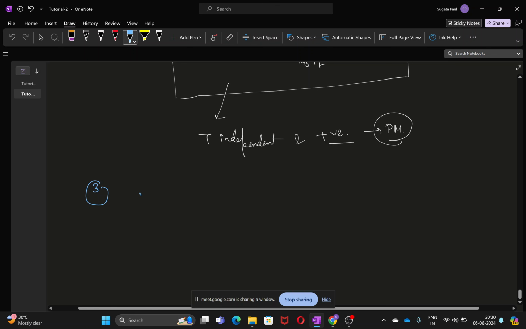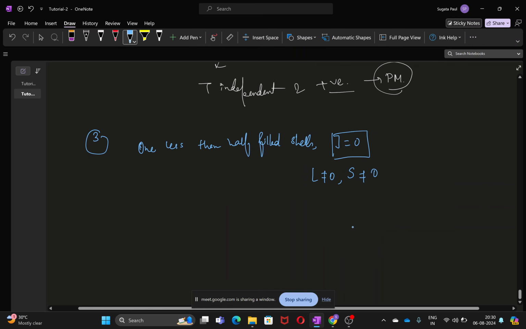Okay, so for shells 1 less than half filled, your total angular momentum J becomes 0, but your individual value of the orbital angular momentum L is not 0, and the spin angular momentum is also not 0. How is that happening? Let us take an example of a P shell which is 1 shorter than half filled. That means it has 2 electrons present.